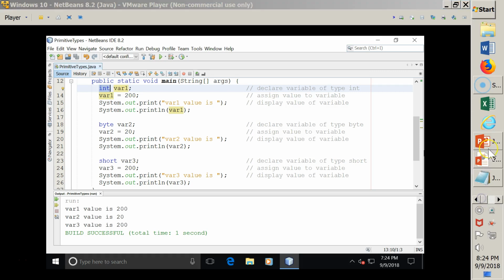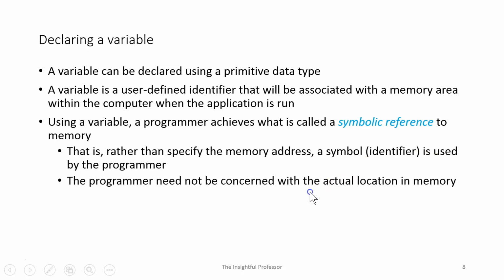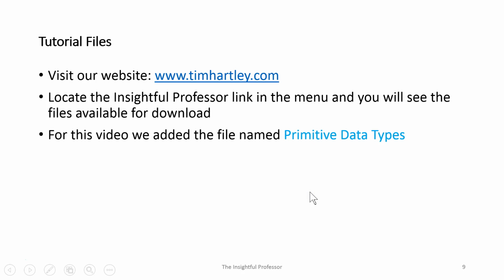Let's go back and wrap up this section. Now, the file that I just showed you can be obtained from my website, www.timhartley.com. Simply go to that website and find the menu and look for the link that says Insightful Professor. Click on that. You'll be brought to the web page that has all of the code for examples on the YouTube channel. So you'll find a file named Primitive Data Types, and it will have the source code for that particular application we just looked at.